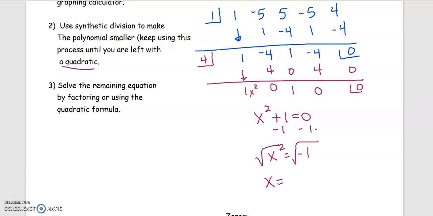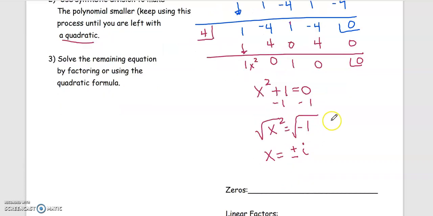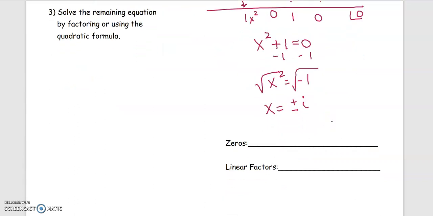So x is equal to plus or minus, as we know when you do the square root, and then what's the square root of negative 1? That's i. So our answers, our zeros, are 1 and 4, the two we found from the graphing, and then i and negative i. Putting those into factor form, it would be x minus 1, x minus 4, x minus i, and x plus i. And there are our 4 factors.